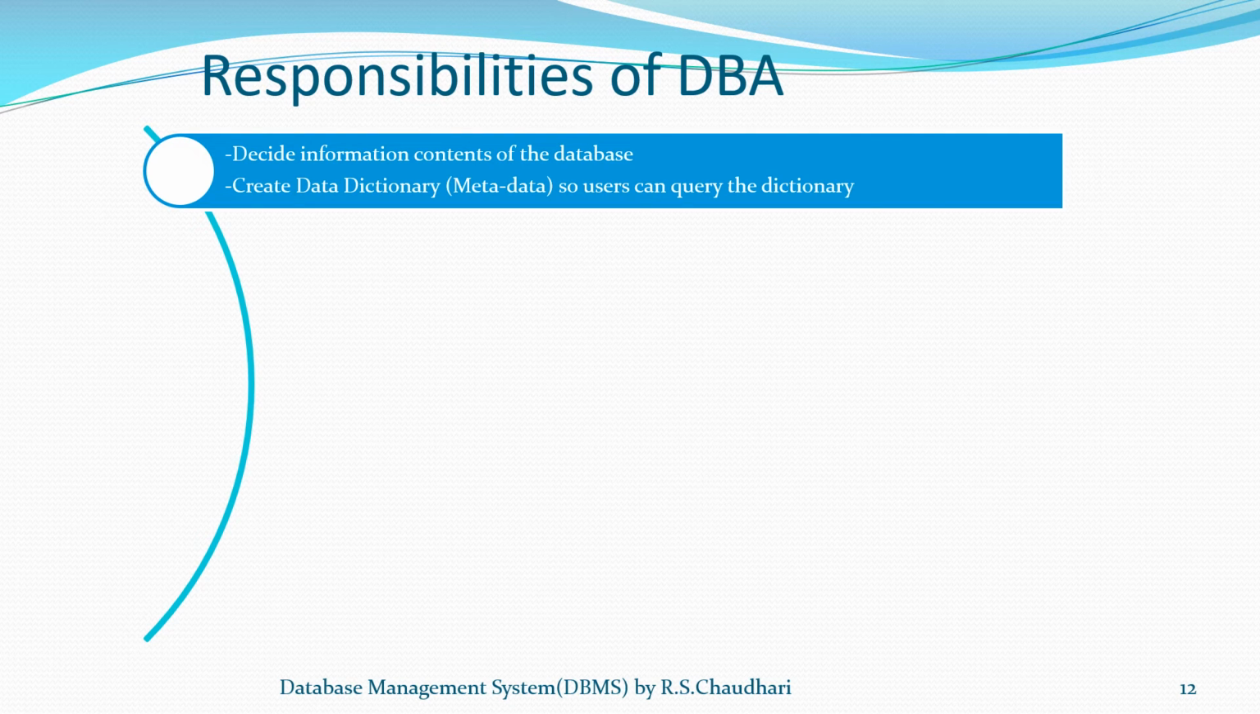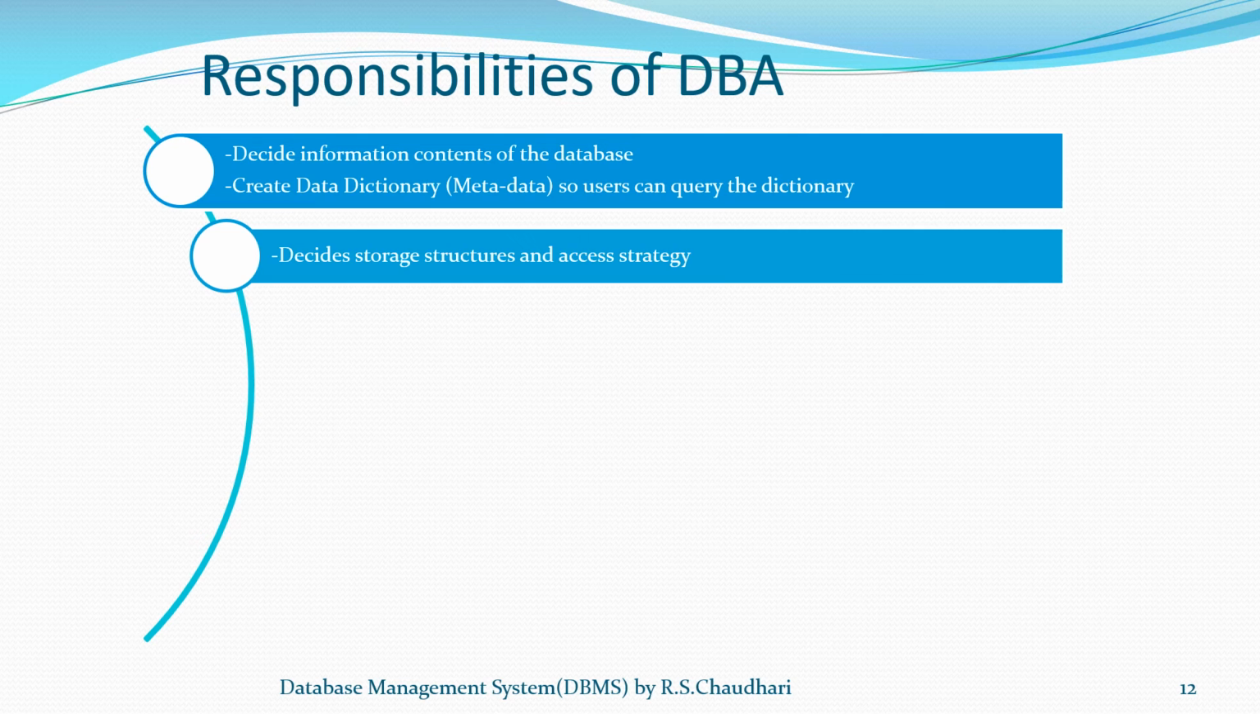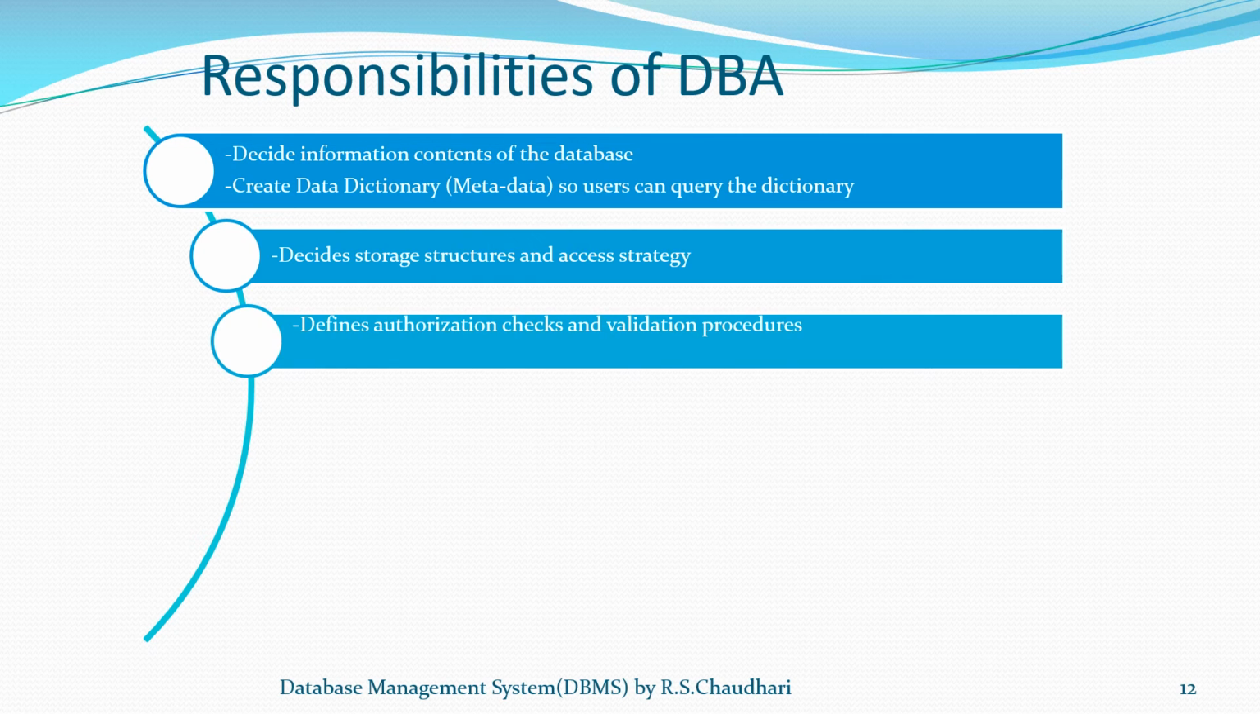decide information contents of the database, that is, decides conceptual and internal schema. Then create data dictionary, that is metadata, so users can query the dictionary. Then he must decide storage structures and access strategy, that is which users can retrieve what information. Next one is he defines authorization checks and validation procedure, that is he checks validity before giving access.